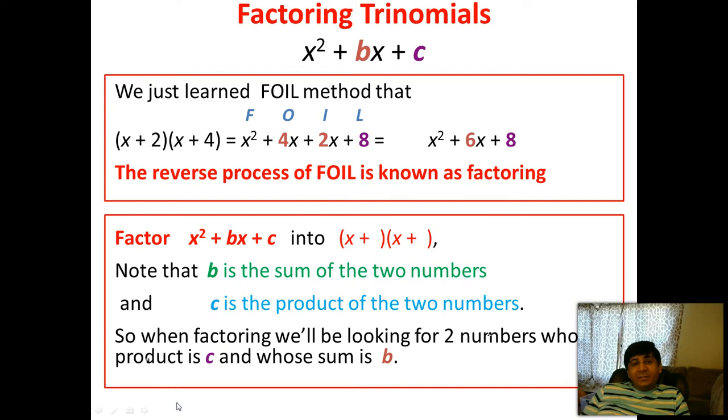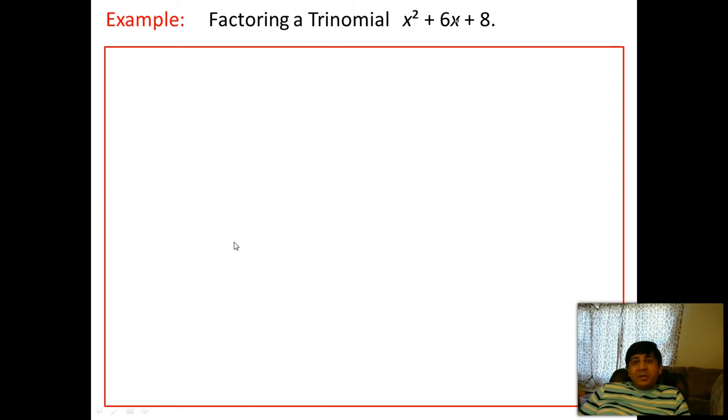So the bottom line is that when we are factoring, we will be looking for two numbers such that their product is c and their sum is b. That's our goal here. Things always become clear with an example, so let's look at one. Suppose you want to factor x squared plus 6x plus 8.